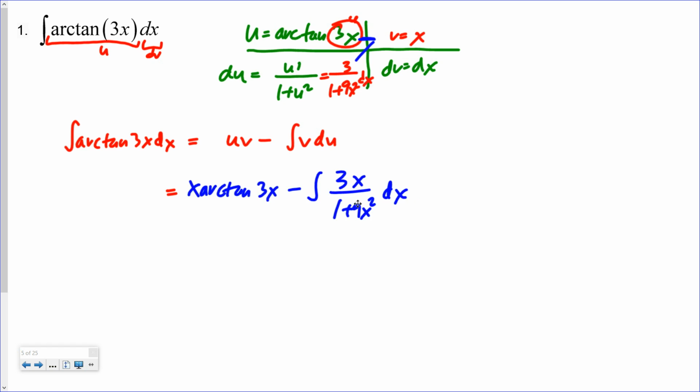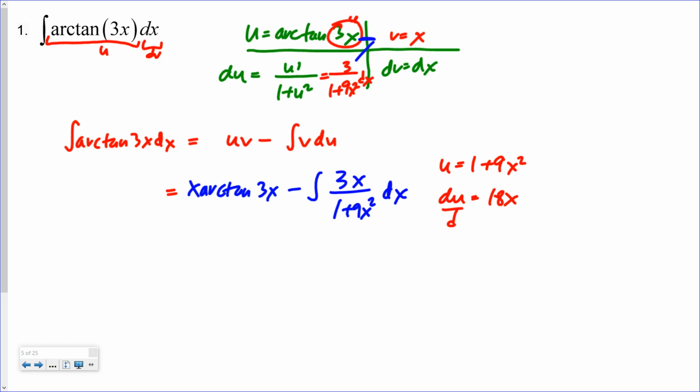And if I can just find this integral, that would be the answer, the sum of these two terms to this problem. How do I find the integral of 3x over 1 plus 9x squared? Is that an arctangent problem, or is it a regular u substitution problem? Well, let me try u substitution first. You should always try u substitution first, okay?